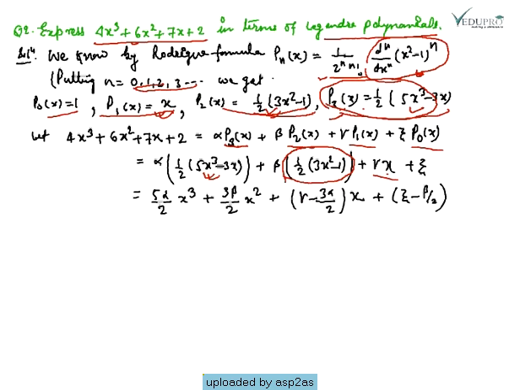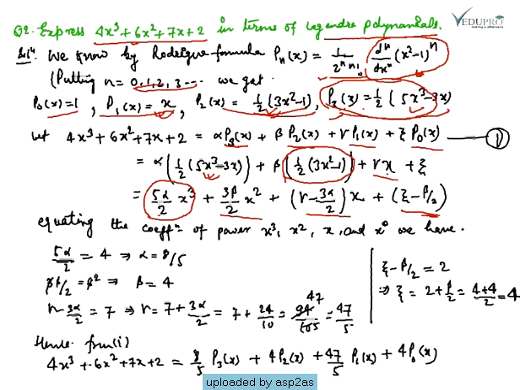Now after simplifying we have 5 alpha upon 2 x cube + 3 beta upon 2 x square + (gamma minus 3 alpha upon 2) x + (zeta minus beta upon 2). Now equating the coefficients of powers x cube, x square, x and x to the power 0, that is, whatever the powers of x are, if we equate them on both sides, then we have for x cube: here the x cube coefficient is 4, here it is 5 alpha upon 2. So the first one is 5 alpha upon 2 is equal to 4. So from here we can find the value of alpha, which is equal to 8 upon 5.